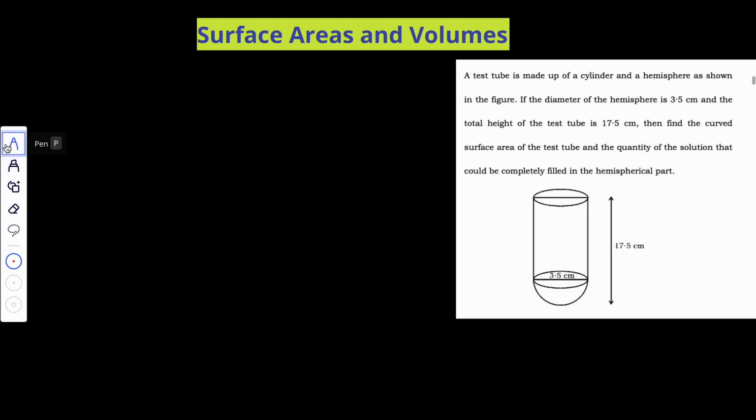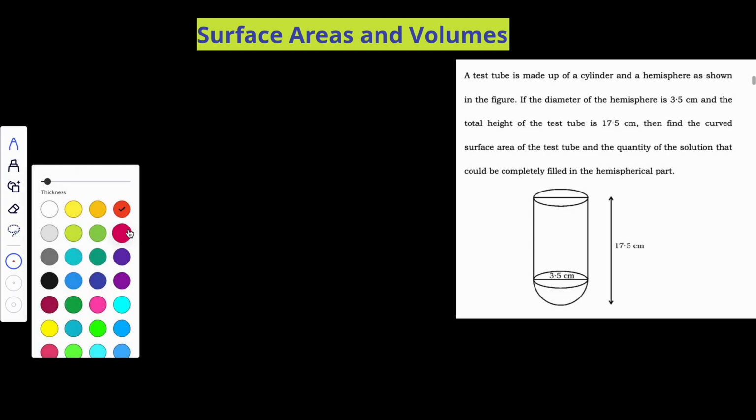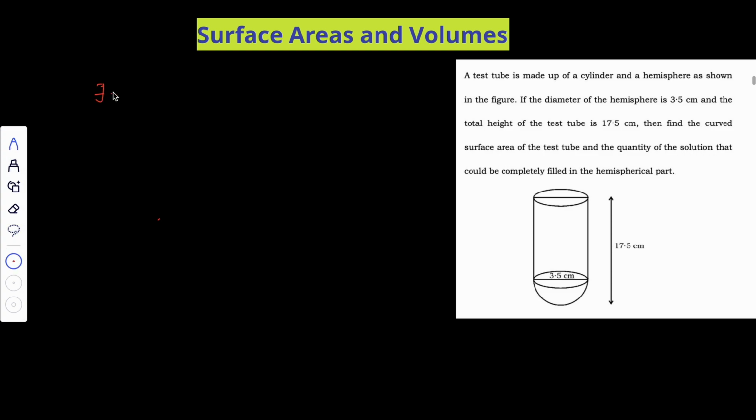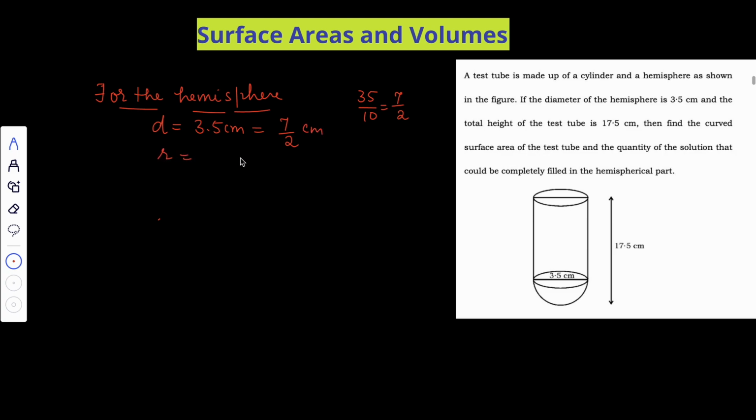Now here we'll write, first for the hemisphere, the diameter is given, that is 3.5 centimeter. It is always better to write in fraction. 35 by 10, you are getting 5 sevens are, 5 twos are. So we can write 7 by 2 centimeter. So the radius will become 7 by 2 by 2, that is 7 by 4 centimeter.